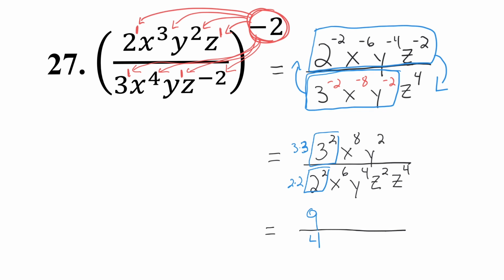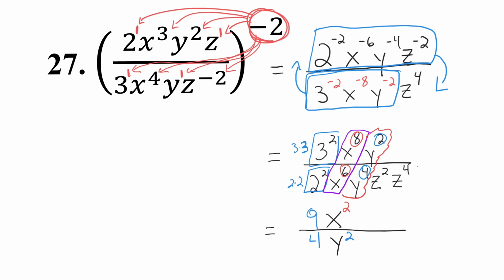Then I'm going to look at the x's, and there's one on the top, one on the bottom. You keep the base where the highest exponent is at, and you subtract the exponents, biggest minus the smallest. 8 minus 6 is 2. And then you look at the y's, so y squared divided by y to the 4th. The biggest exponent is on the bottom, so you keep the y on the bottom. And you subtract the biggest exponent, 4 minus 2, and that's going to be 2.